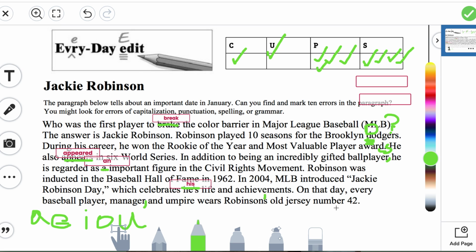So at this time, we have successfully edited the 10 errors in the nonfiction biography by using your cup strategy. We didn't use these 2.